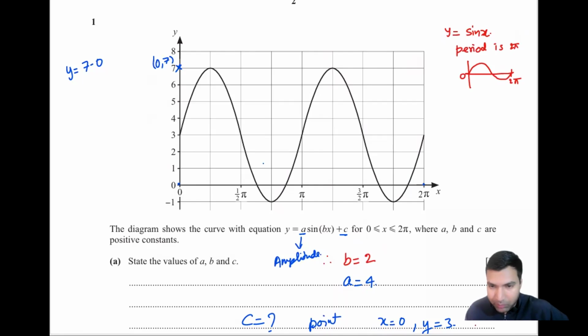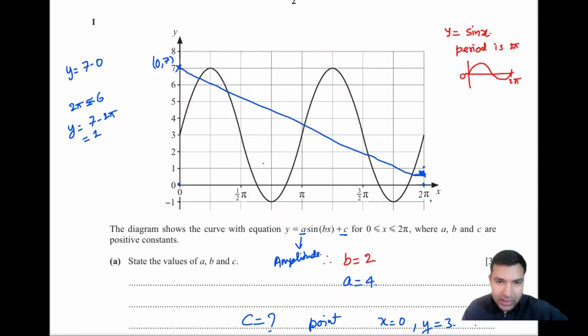Now, what is the maximum point? Assume that the 2 pi value is 3.14. So 2 pi would be close to what? 6, 6.28 actually, because if I take it to 2 decimal places, pi is 3.14. So basically y will be 7 minus 2 pi, which roughly gives me 1. It will actually be lesser than 1. So where will it be? This point is 1, so somewhere here. Getting it? So at this point, now quickly join this. Right? So that's my line.